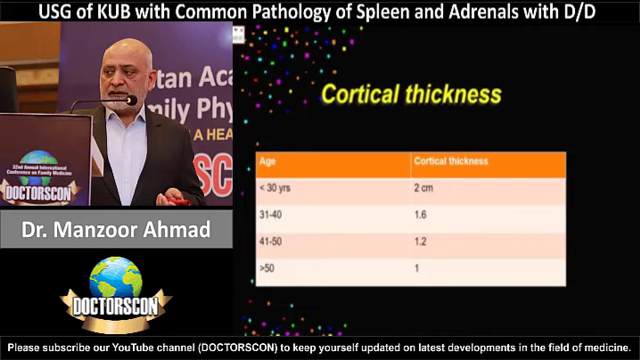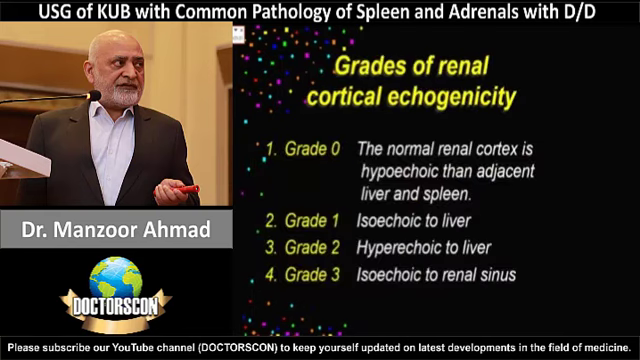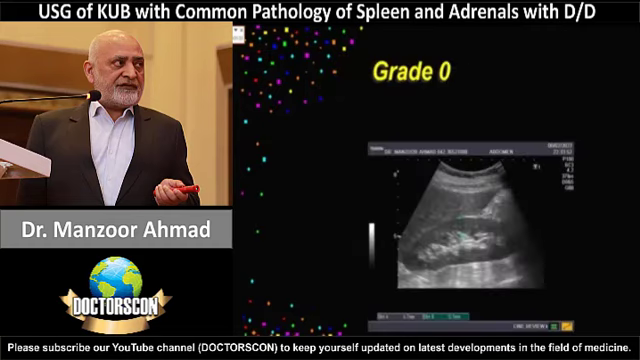Then cortical echogenicity, whether it is bright or less bright, is also important, and depending upon the echogenicity we divide it into 3 grades. Grade 0 is normal, where the cortex is hypoechoic compared to the adjacent liver, or on the left side the spleen. So this is grade 0, normal, where the renal cortex is hypoechoic to the liver parenchyma.